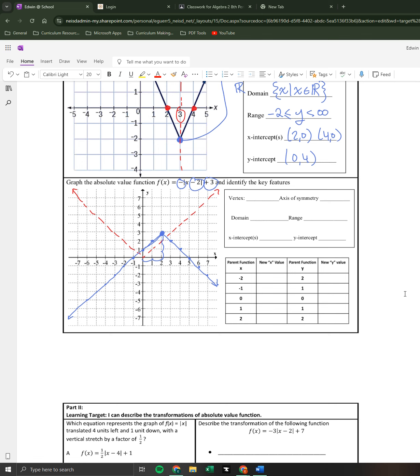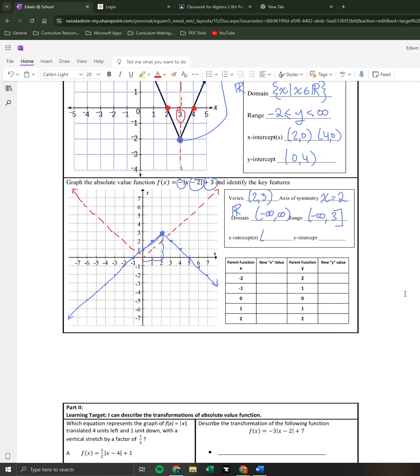So from here, we can see all these key features just as easily as we did before. So that little spike right there is going to be the vertex, which is 2, comma 3. The axis of symmetry is always the x value of the vertex, which is x equals 2. Domain is all real numbers. This time, maybe give it to me in interval notation, which is negative infinity and a positive infinity. Range is all the way down, which is negative infinity. All the way up is 3, inclusive, because it touched that 3.